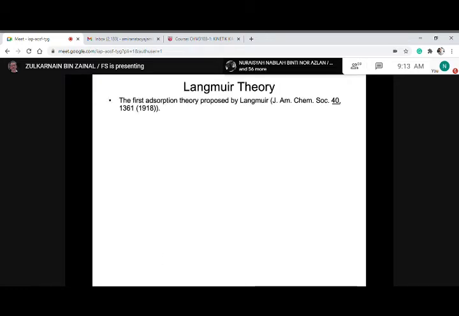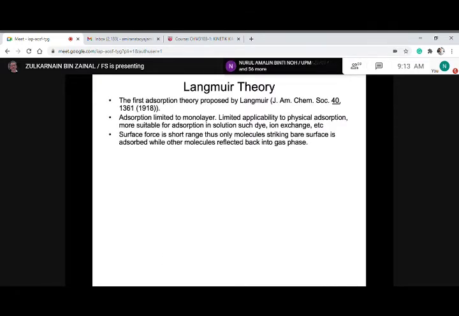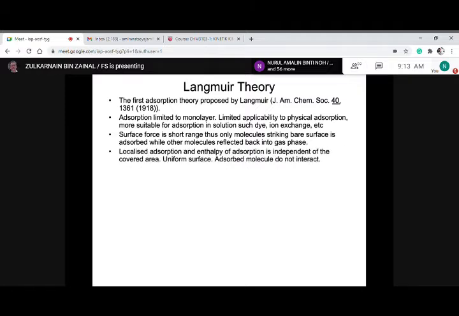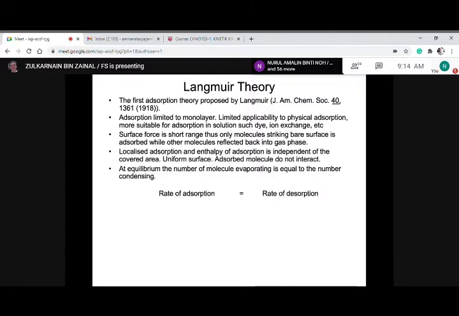All right, so we go on to the Langmuir theory. This is one of the theories that they use to calculate the surface area. We call it Langmuir theory. The theory is based on the adsorption of a monolayer of molecules on the surface of the adsorbent. Right? So this is what they call the assumptions made.